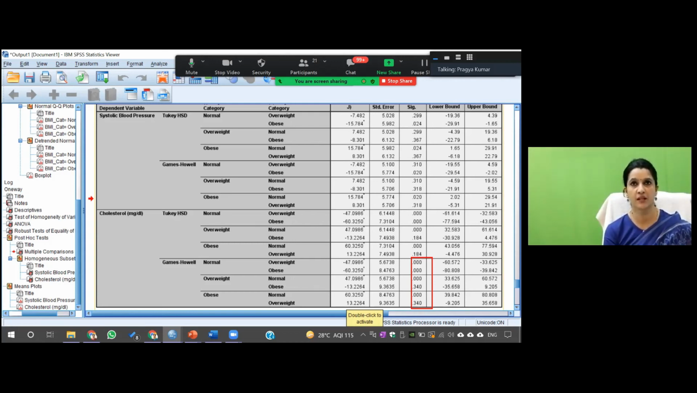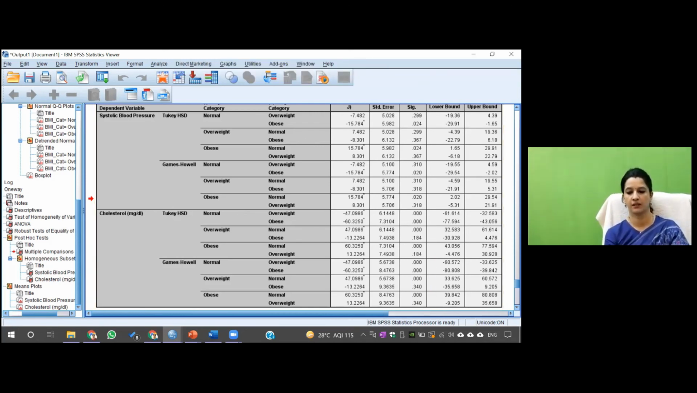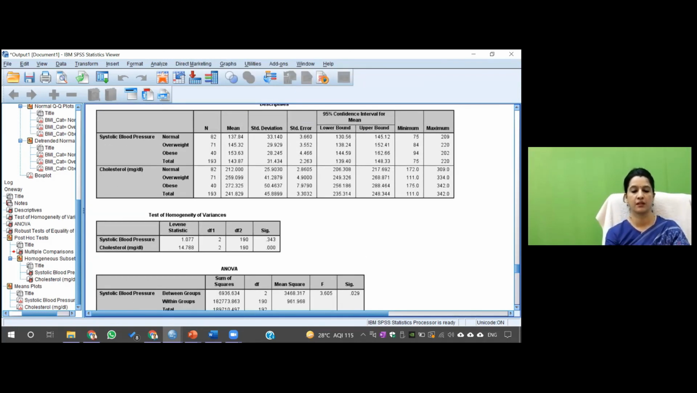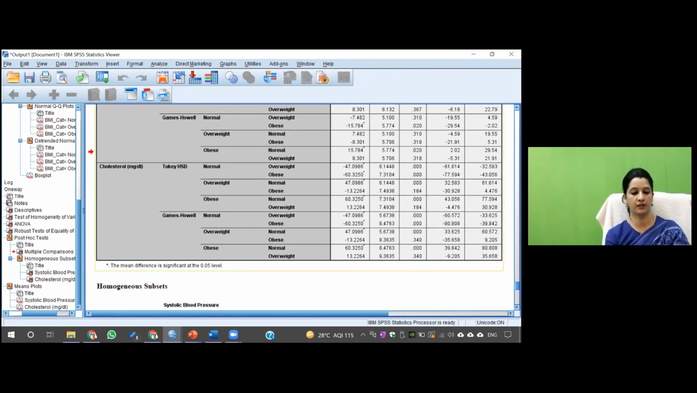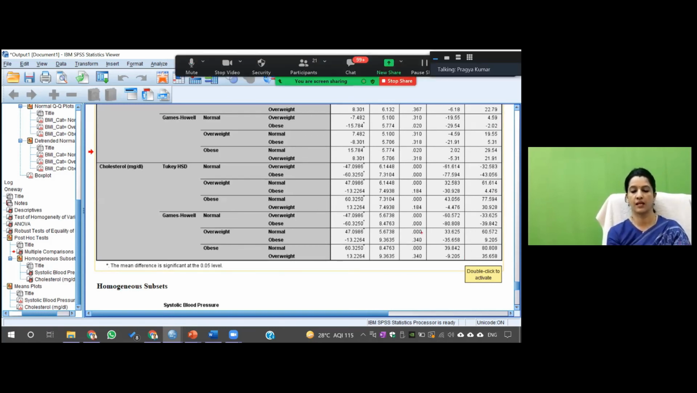Praveen is also right because the significance value was less than 0.05 in that case. It was 0.000. If you see the cholesterol, I'll show you once again here. We can go up and we can see here the value of this was 0.000, which is telling us that equality of variances is not assumed. And we did that if equality of variance is not assumed, then we have to take the Games-Howell post hoc test, and I will focus on this significant value.